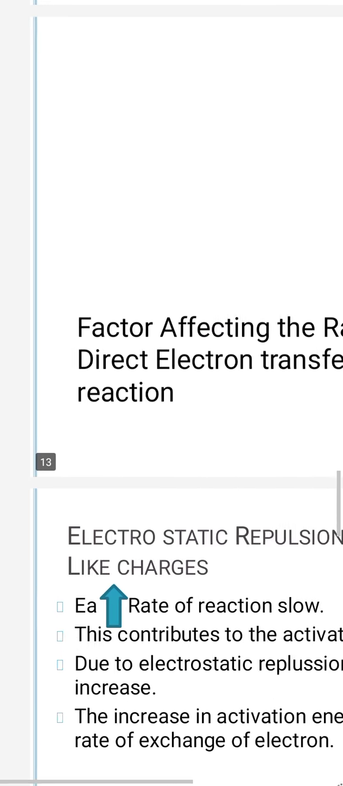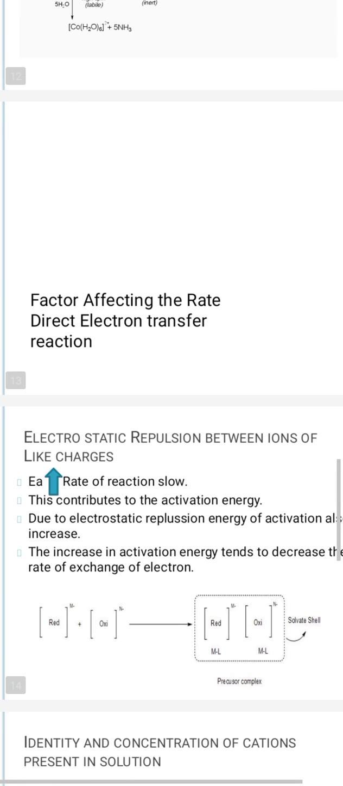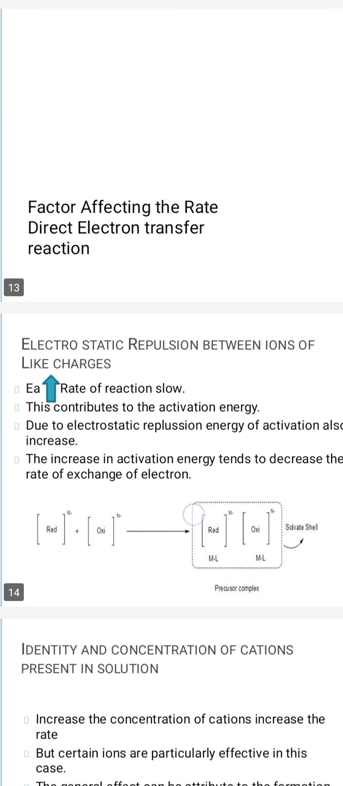Factors affecting the rate of direct electron transfer reaction. ये हमारा नेक्स्ट टॉपिक है. नाउ अब हम इसकी तरफ बढ़ते हैं. इलेक्ट्रॉन स्टैटिक रिपल्शन बिटवीन आयंस ऑफ लाइक चार्जेस. बहुत सारे इफेक्ट इसके ऊपर काम कर सकते हैं, तो जो इम्पोर्टेंट है वो हम यहाँ पे डिस्कस करेंगे. तो जो पहले वाला है वो है इलेक्ट्रॉन स्टैटिक रिपल्शन बिटवीन आयंस ऑफ द लाइक चार्जेस.